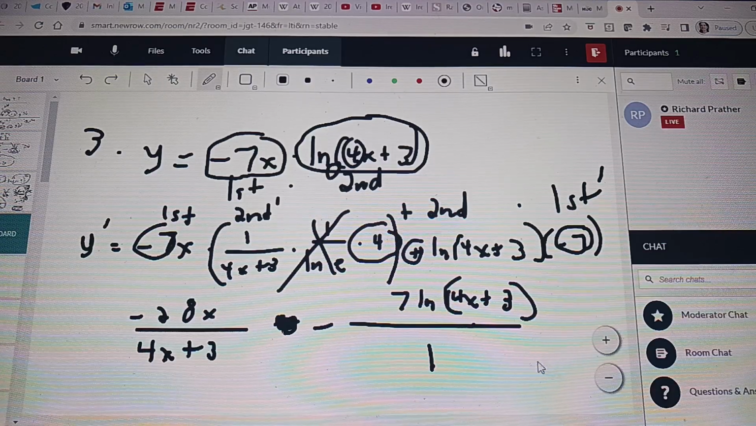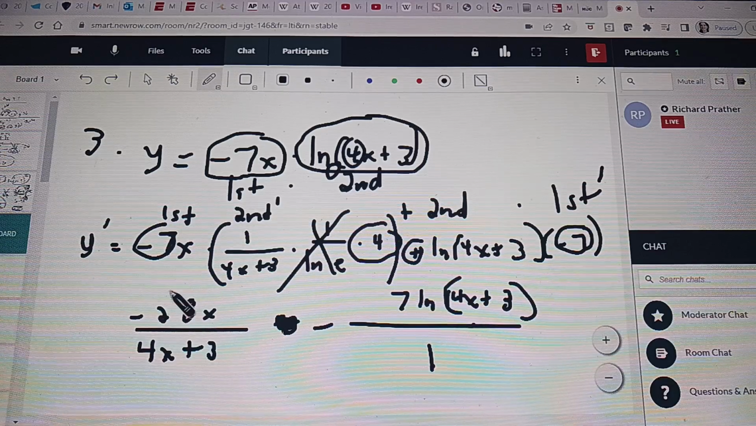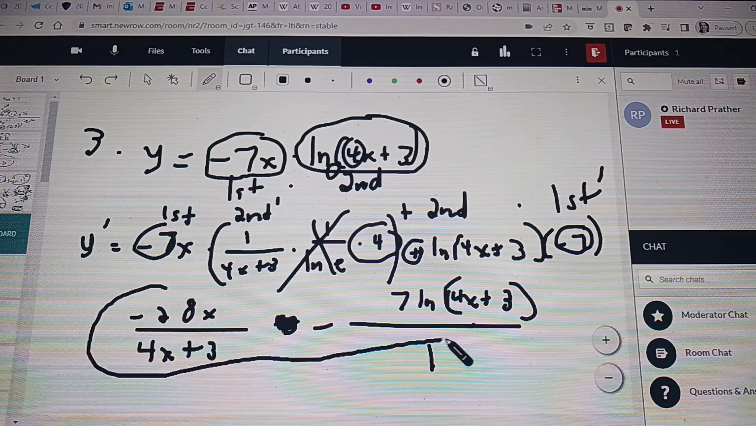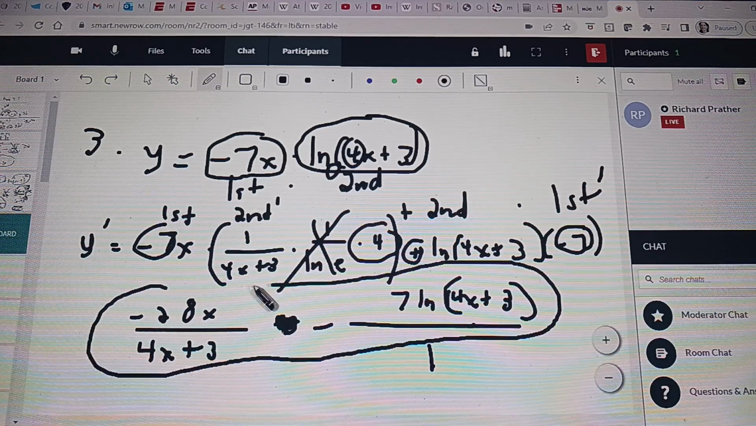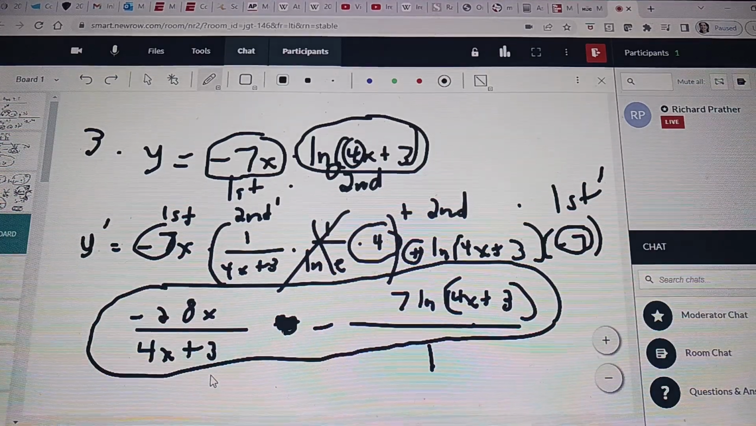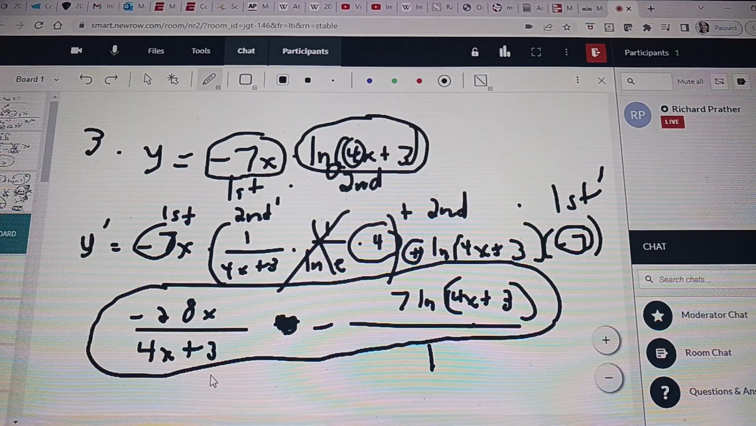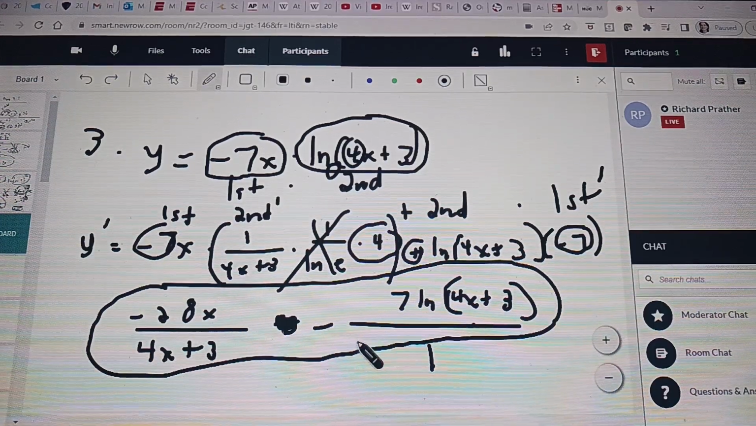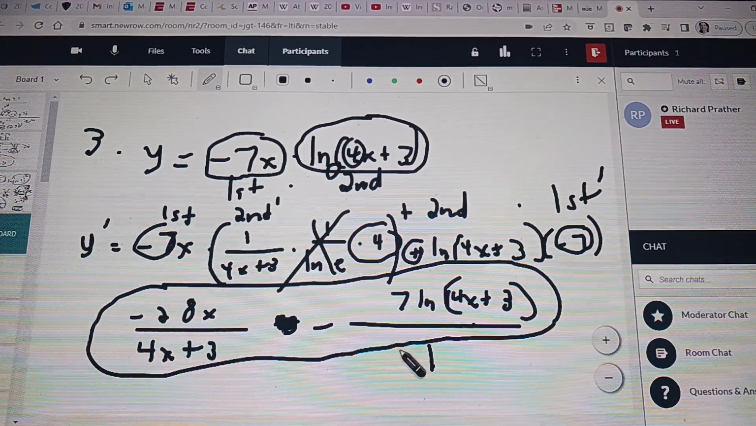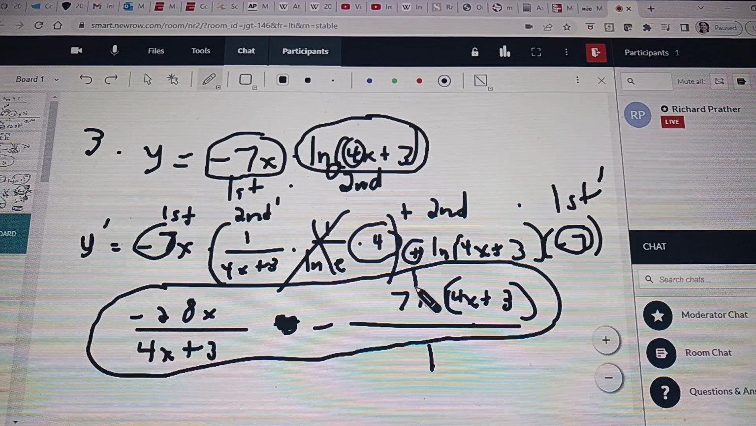So we've got 2 fractions subtracted, and I'm not sure if we just left it like this, would they take that answer maybe? Or are they going to force me to get a common denominator here? So I could get a common denominator if you just multiply the second fraction by 4x plus 3 over itself. And it isn't going to do a whole lot other than you could insert a 4x plus 3 right here. It's not going to affect the log part.